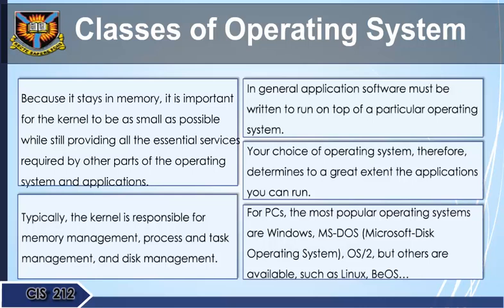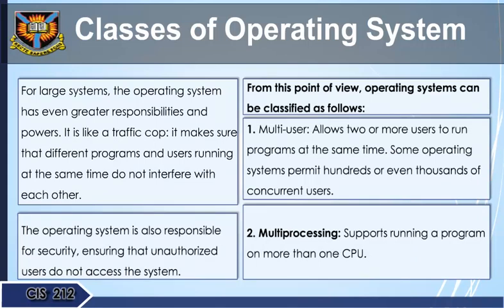For PCs, the most popular operating systems are Windows, MS-DOS (Microsoft Disk Operating System), and OS/2, but others are available such as Linux and BeOS. For large systems, the operating system has even greater responsibilities and powers. It is like a traffic cop. It makes sure that different programs and users running at the same time do not interfere with each other. The operating system is also responsible for security, ensuring that unauthorized users do not access the system. From this point of view, operating systems can be classified as follows.